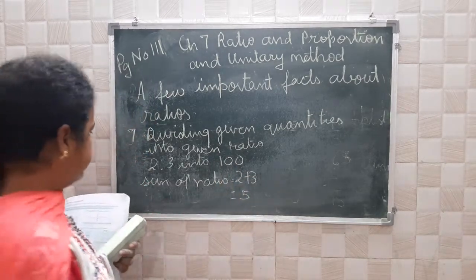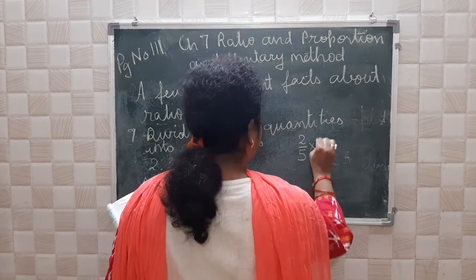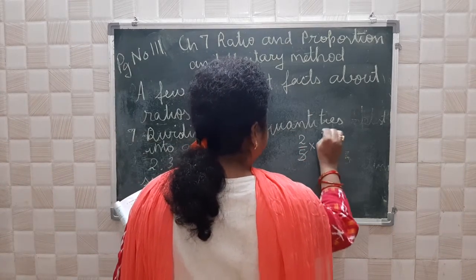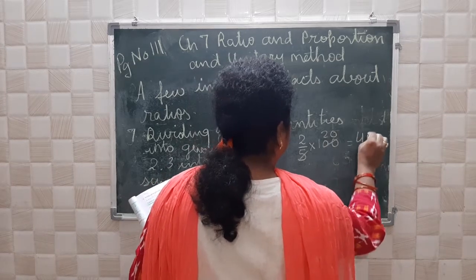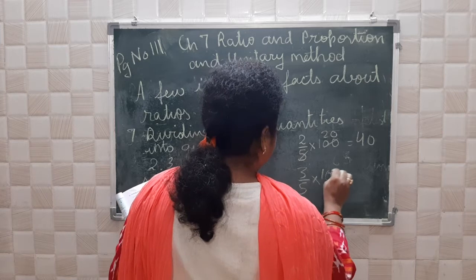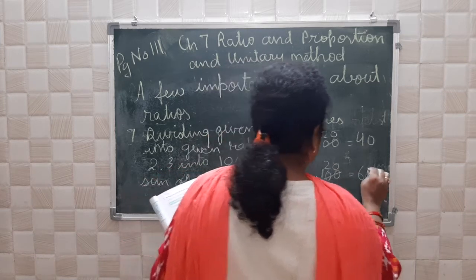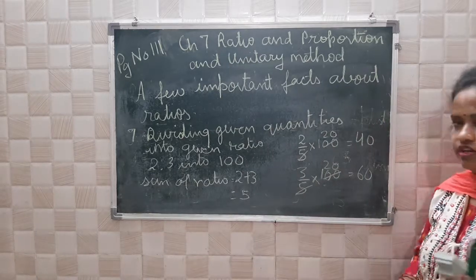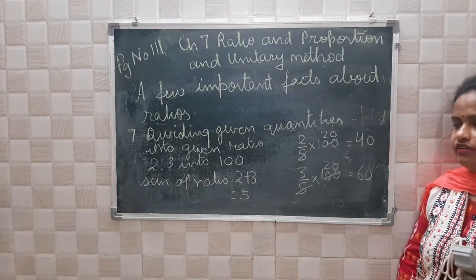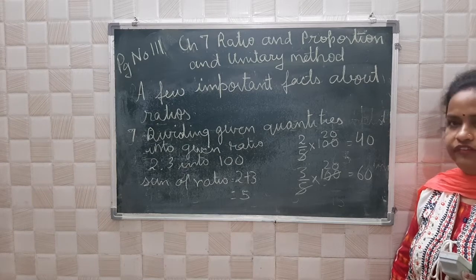So what will be the first quantity? 2 upon the sum of the ratio into 100. 5 20s are 100, so it will be equal to 40. 3 upon 5 into 100, that is 5 20s are 100, 3 20s are 60. So what are the quantities? 40 and 60.